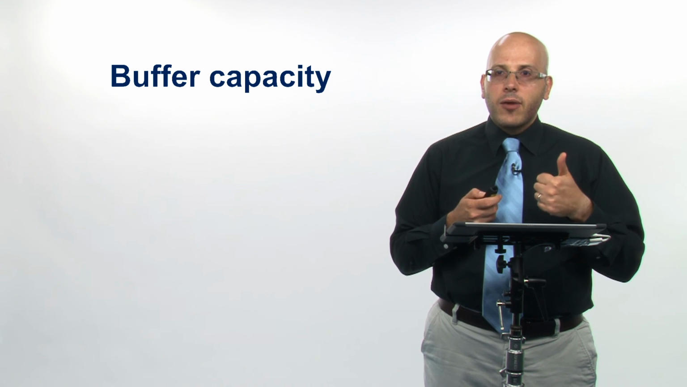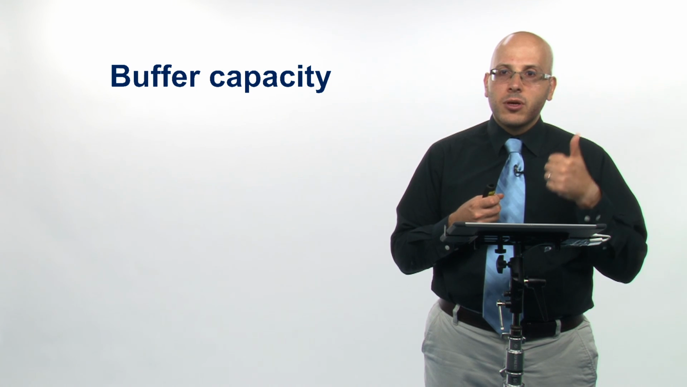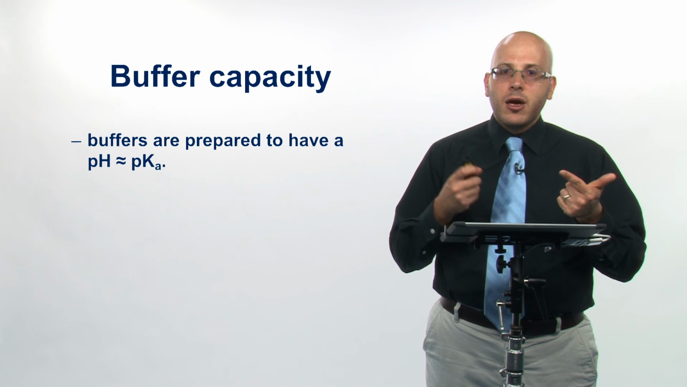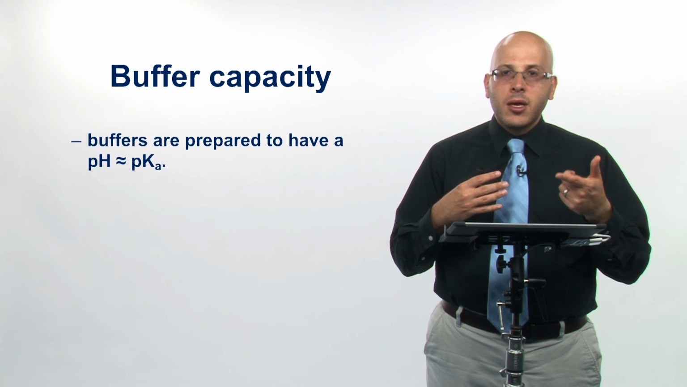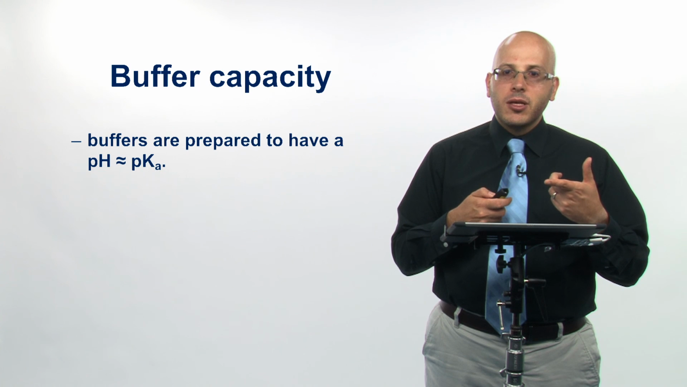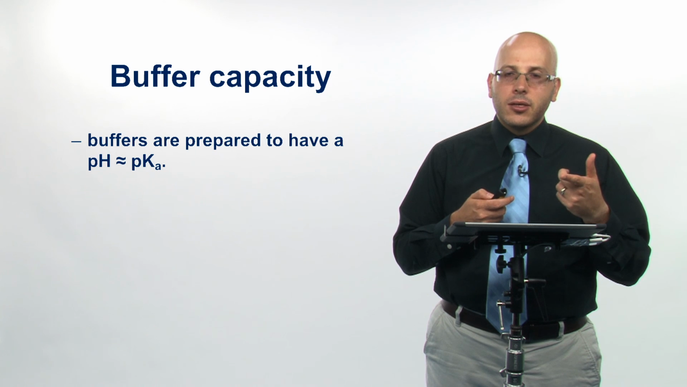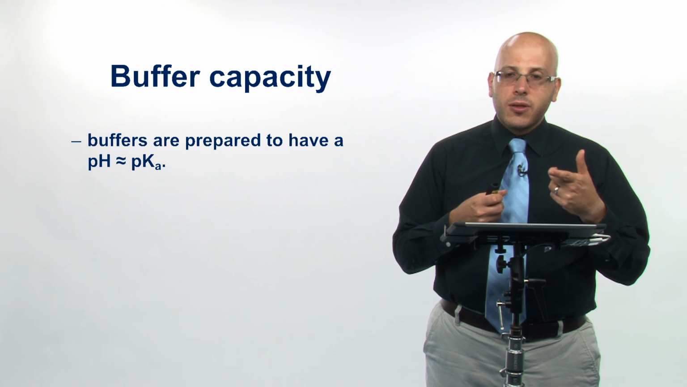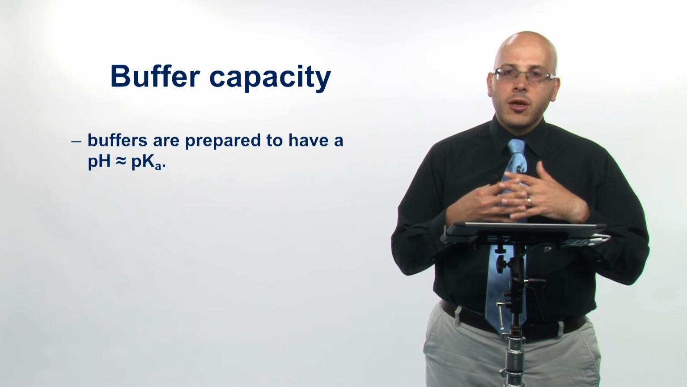The other thing is I want to have approximately equal concentrations of the components in the buffer, which means the weak acid and the conjugate base, or the weak base and the conjugate acid. In order to have approximately equal concentrations of the conjugate pair, buffers typically get prepared so that the pH of the solution is approximately the same as the pKa of whatever that acid is. So you want to adjust things so that the pH of the solution is close to the pKa of what you're using for the buffer.